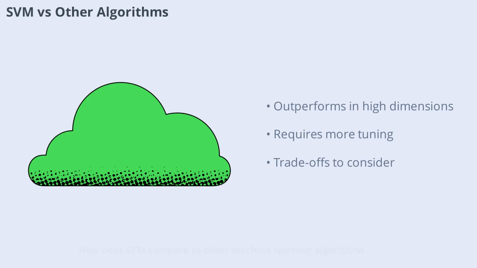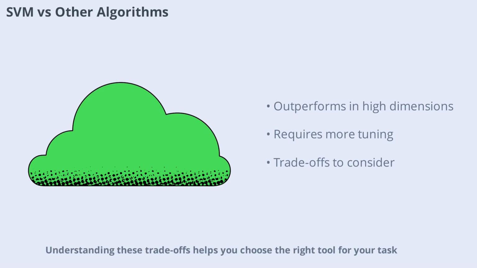How does SVM compare to other machine learning algorithms? SVMs often outperform algorithms like logistic regression and decision trees on high-dimensional data. However, they may require more tuning and computational resources. Understanding these trade-offs helps you choose the right tool for your task.